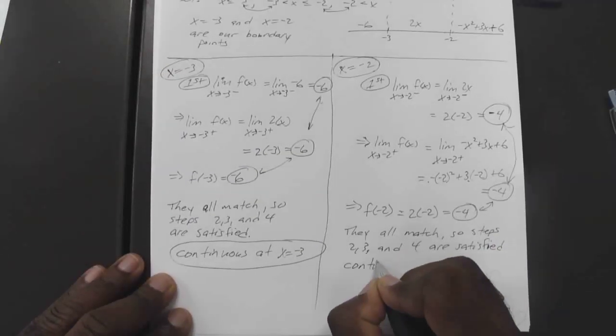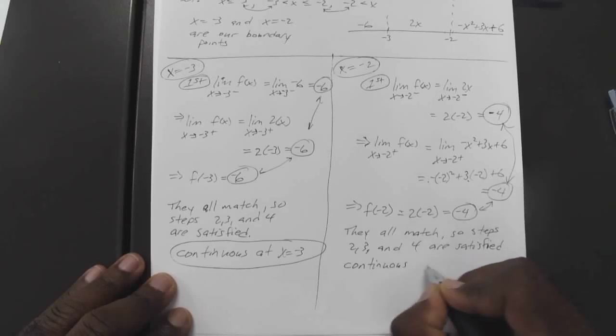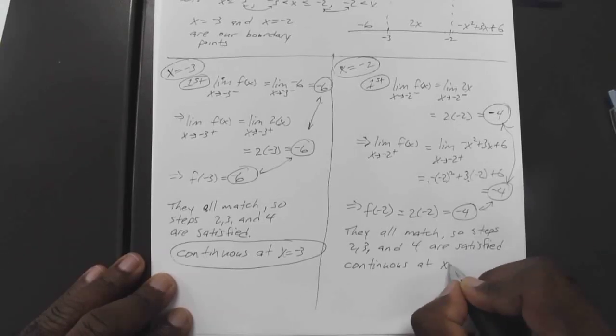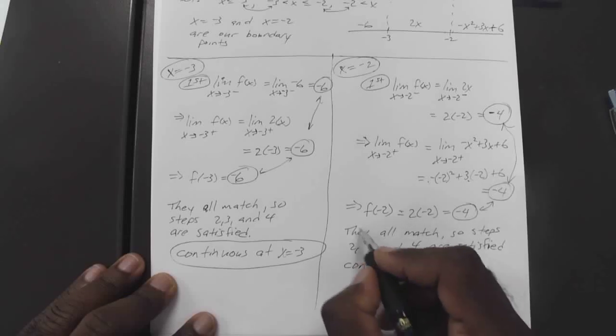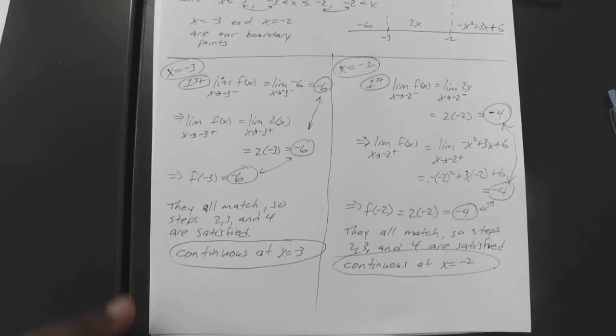Okay. Continuous at x equals -2. So what would the final answer be? No discontinuity? Yep, no discontinuity.